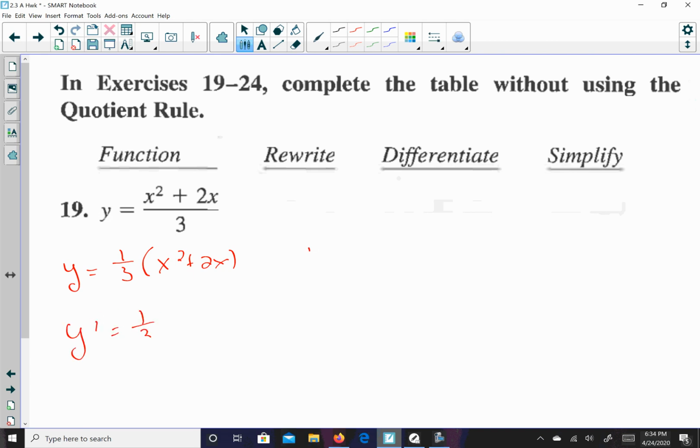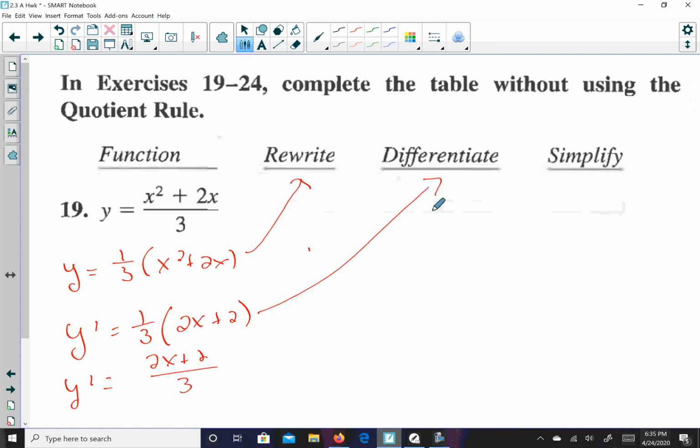Then when I take the derivative, I'm going to use the constant times the derivative. So this 1/3 will stay the same. The derivative of x squared will be 2x. The derivative of 2x is just 2. And then I just redistribute my 1/3. So I can either have 2x plus 2 over 3, or you can simplify it as 2/3 x plus 2/3. So this is me rewriting, this is me taking the derivative, and this is me simplifying.